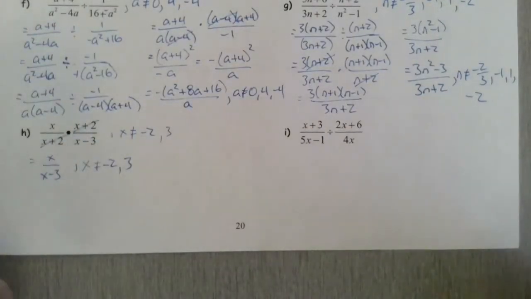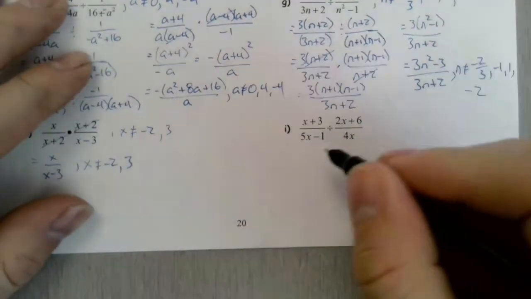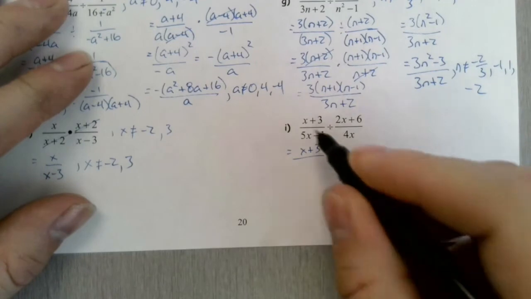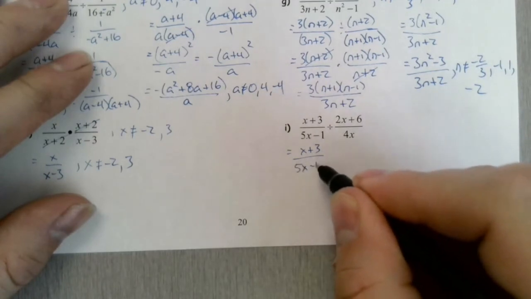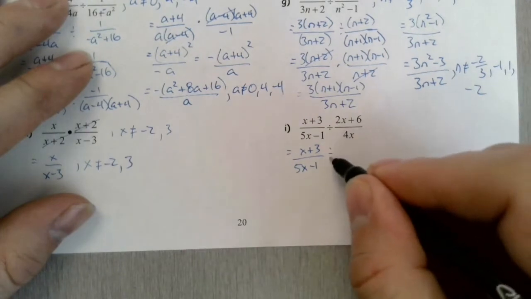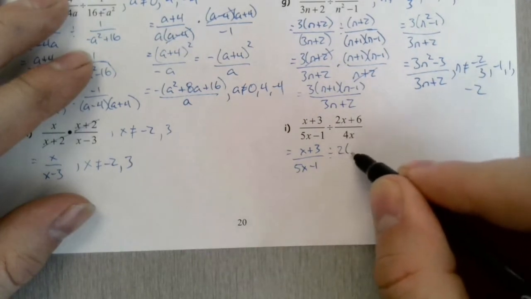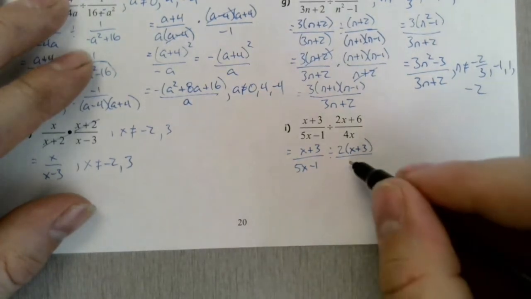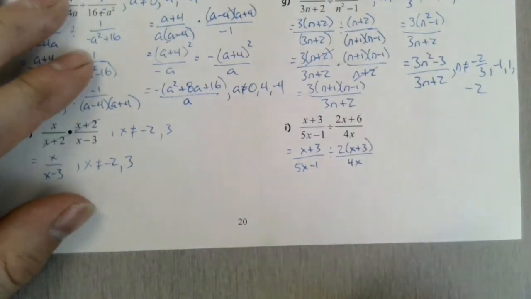Okay, so for this problem, let's take a look and see, is there any factoring we can do? Yeah, just not a lot. So x plus 3 is as good as it's going to get. So is 5x minus 1, because that 1 there is that prime factor. Divided by, well, there's a common factor of 2 in that binomial over 4x. That's as good as it's going to get.